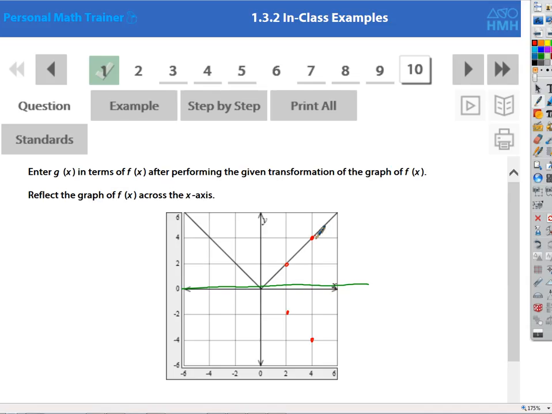The answer is multiply. So if we reflect something over the x-axis, all we're doing is changing the y value to its opposite, right? That's it. What if our function had been this instead?